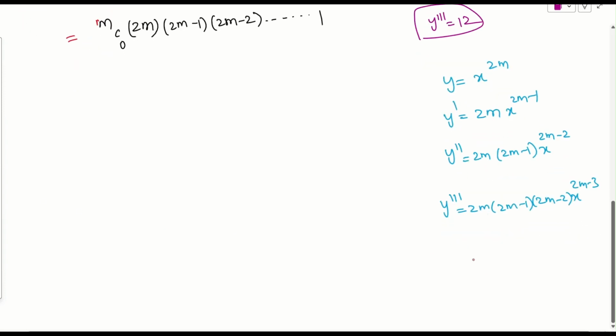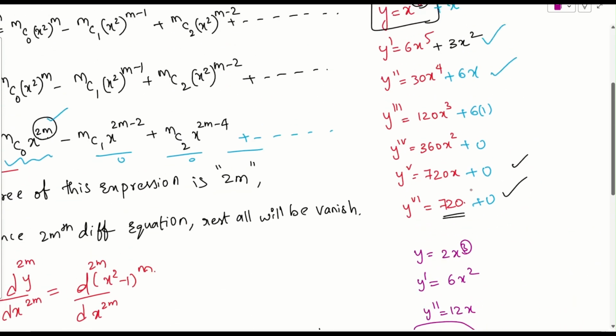Yes. So how many times are we doing this? Up to m, 2m times. Is it okay? 2m times means what? All the 2m factors will come out. So you'll be getting 2m into 2m minus 1 into 2m minus 2 and so on, finally up to 1. Is it okay? So the same thing I am getting.